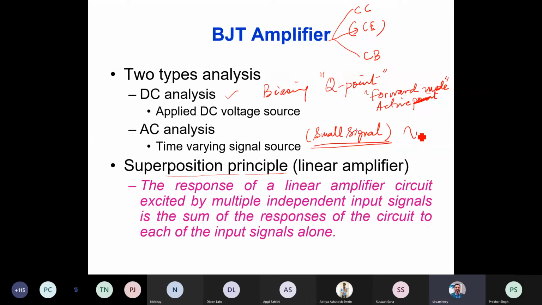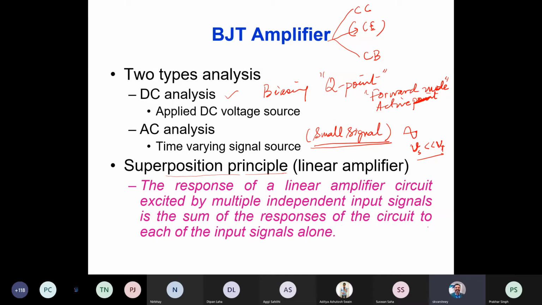Let's say you have a time varying signal. The voltage of the source should be much less than VT, that is the signal we are talking about. Consider any, say, audio amplifier, where you want to play music, let's say in a car with a CD player, or at home with a CD player. So your signal source is now the CD player.